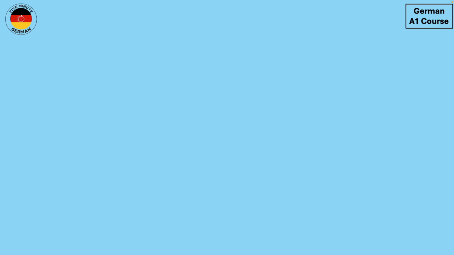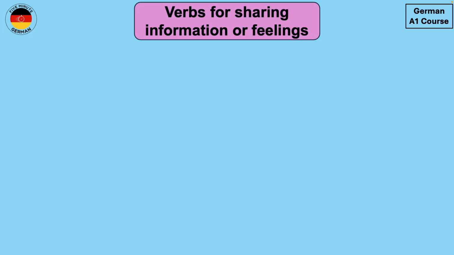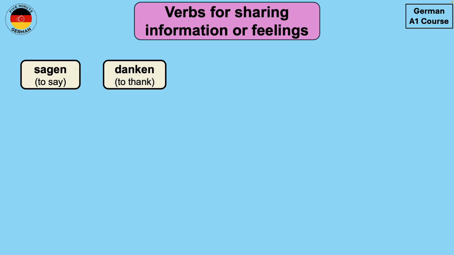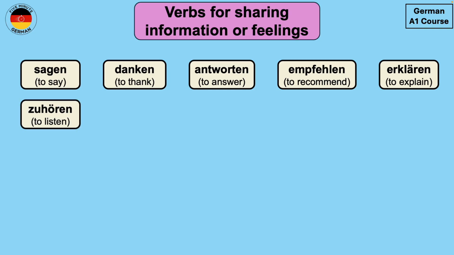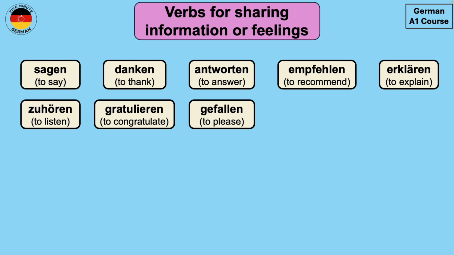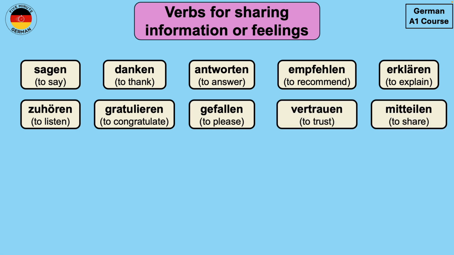Let's take a look at the verbs for sharing information or feelings. These are, for example, sagen, which means to say, danken, which means to thank, antworten, which means to answer, empfehlen, which means to recommend, erklären, which means to explain something, zuhören, which means to listen, gratulieren, which means to congratulate, gefallen, which means to please, vertrauen, which means to trust, and mitteilen, which means to share. So these are some of the commonly used ones.